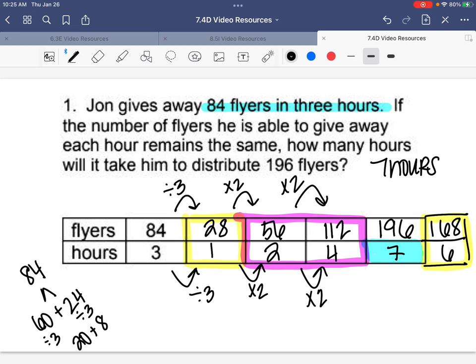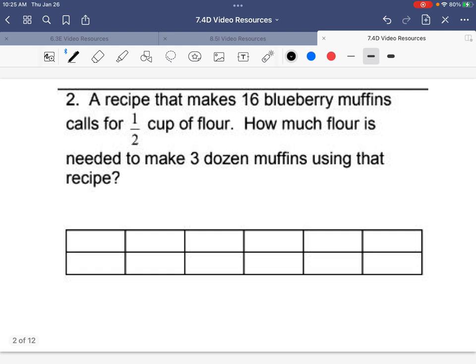All right, well, let's take a look at one more. A recipe that makes 16 blueberry muffins calls for half a cup of flour. How much flour is needed to make 3 dozen muffins using that recipe? So I notice right now that they told me the recipe makes 16 individual muffins, but then they asked me how much is needed to make 3 dozen muffins. Well, I know that 1 dozen is 12 muffins. So 3 dozen would be 36 muffins because I want to make sure that I'm comparing the same things.